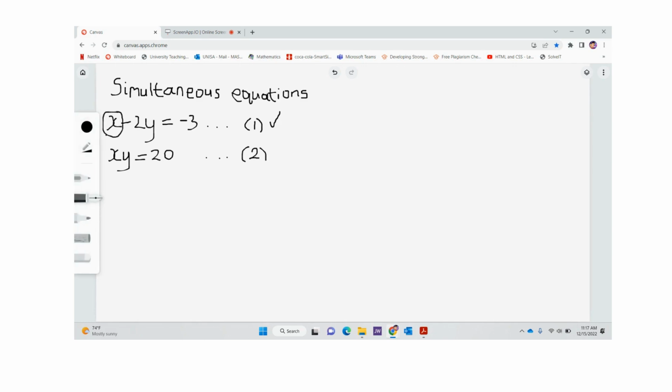So from that equation, making x subject of the formula will then give us x is equal to, if we take 2y to the right hand side, it will be positive 2y because it was minus 2y. And we still have minus 3. So we just created equation 3 from equation 1.